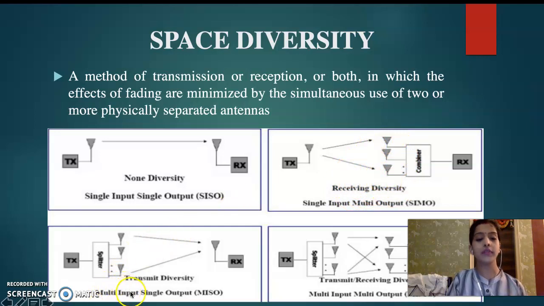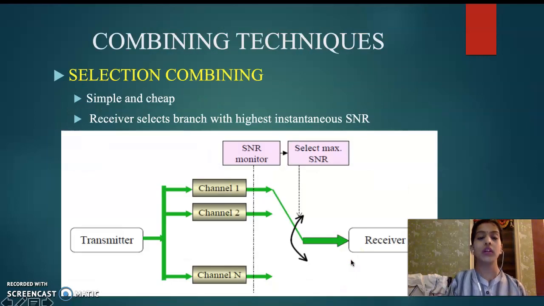Then third one is multiple input, single output. Here we are using multiple number of transmitters but only one receiver. Here we can say that we are using transmit diversity. And in the multiple input, multiple output, we are using n number of transmitters and n number of receivers. So we can say that transmit and receiving diversity, this is the best one. Then combining techniques. Selection combining, this is simple and cheap.